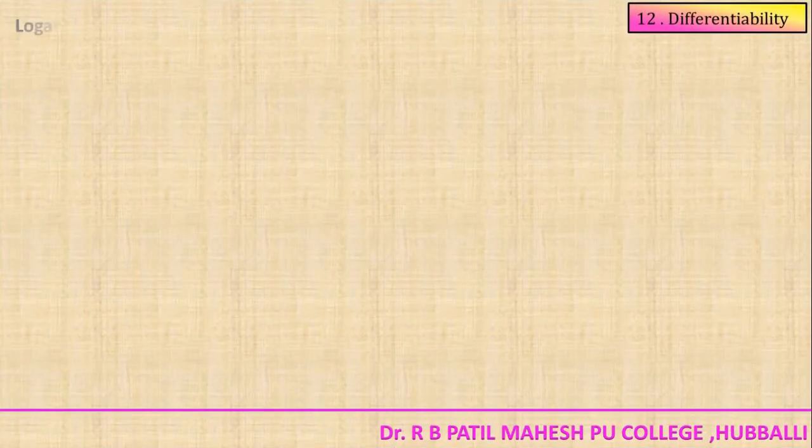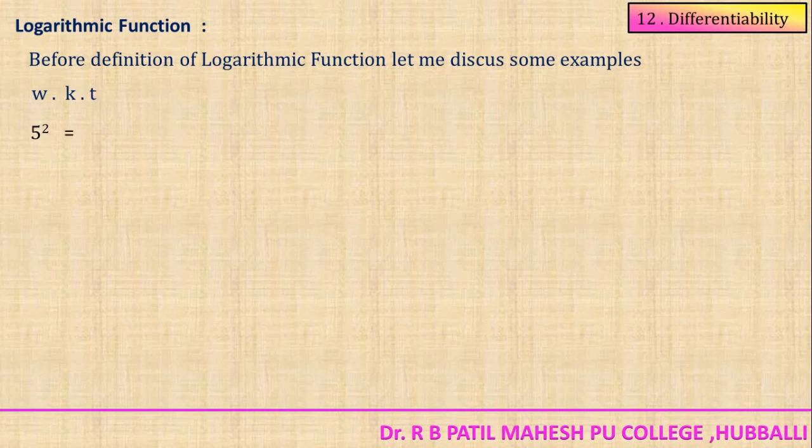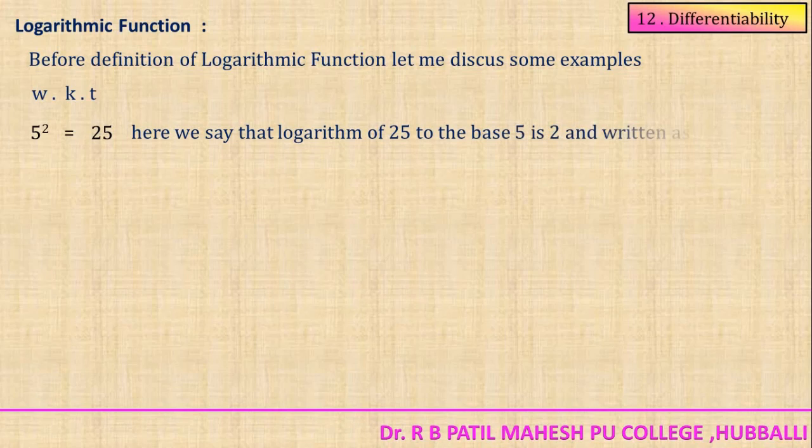So next is the logarithmic function. Before the definition of the logarithmic function, let me discuss some examples. We know that 5 squared is 25. So here we say that the logarithm of 25 to the base 5 is 2, and it is written as log 25 to the base 5 equal to 2.